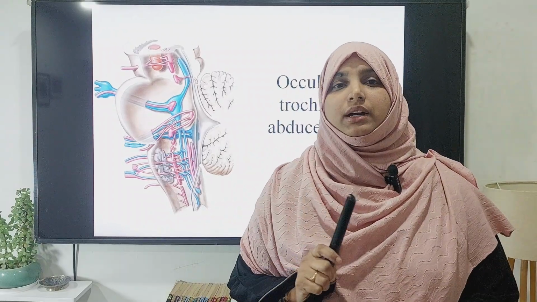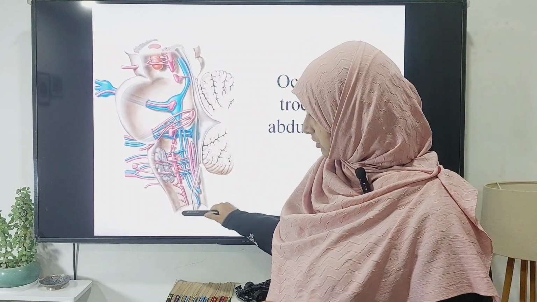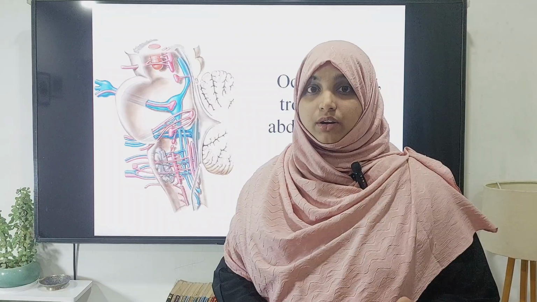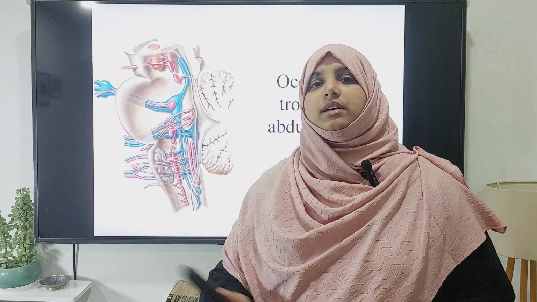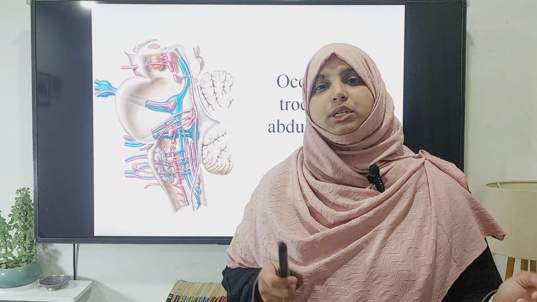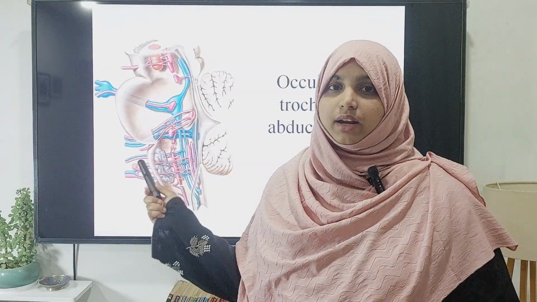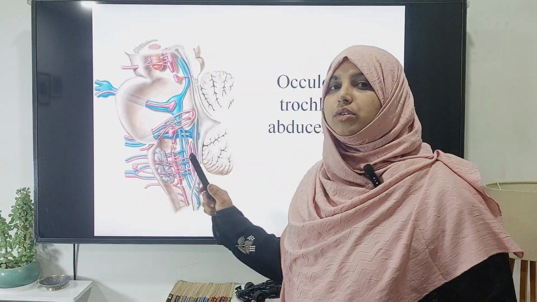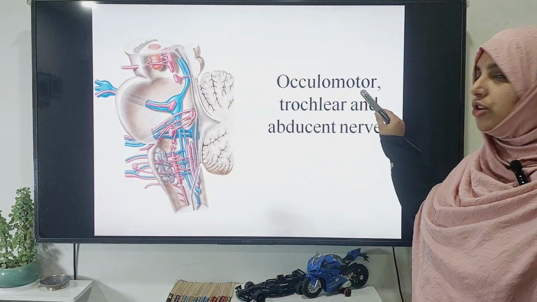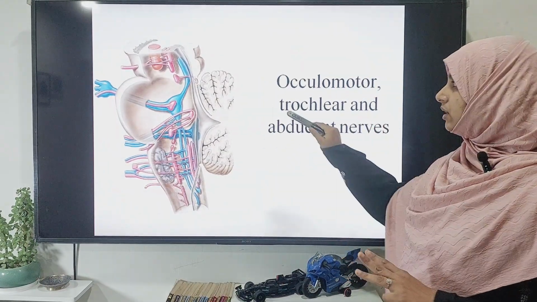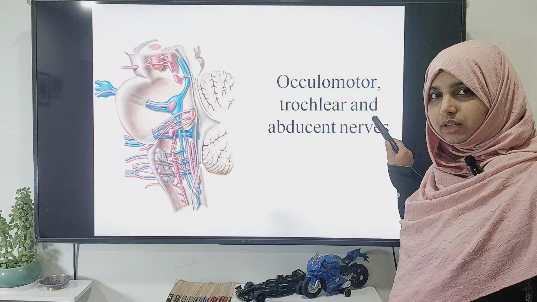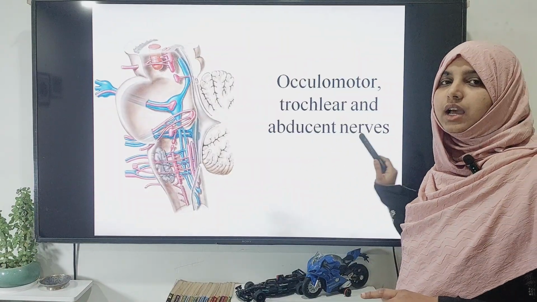Spinal nerves have their origin from the spinal cord itself. Below this, we have the continuation as the spinal cord, right? So from there, the nerves originate and form the spinal nerves. The nerves coming out from the brain stem are called cranial nerves. We have 12 cranial nerves, out of which the third cranial nerve is the oculomotor nerve. The fourth cranial nerve is the trochlear nerve. The sixth cranial nerve is the abducent nerve.